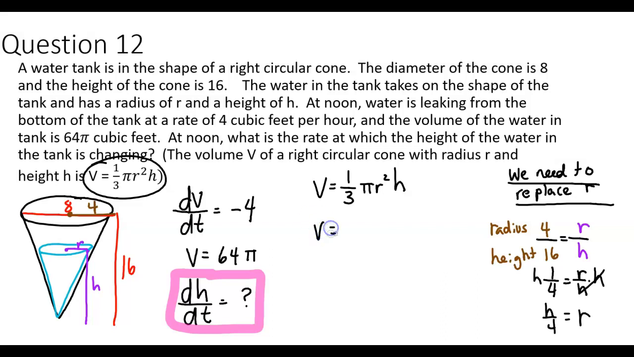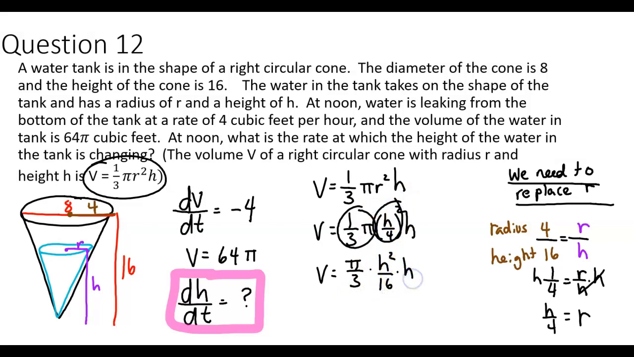Well, now that I know that r is equal to h/4, I can replace r with h/4. And so you guys are going to be doing something very similar to that. Now I'm going to simplify this expression a little bit. First of all, I'm going to multiply these together. That's going to give me pi/3. And then I'm going to square this, which is going to be h²/16. And then I'm going to multiply these together to get a new denominator, pi/48. And then multiply these together to get h³.